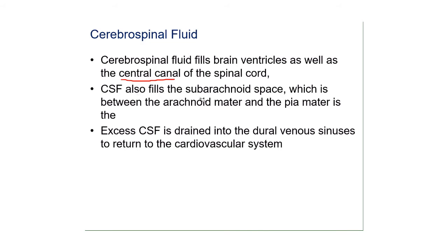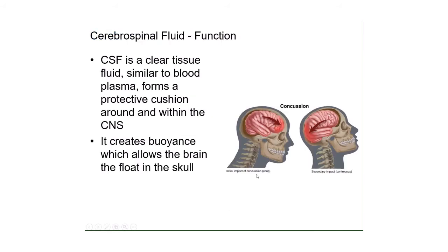Earlier, we talked about how CSF will fill up the subarachnoid space. That's basically the space in between the arachnoid mater and the pia mater. And also, excess CSF will be drained in the dural venous sinus, and it's just going to go back into your cardiovascular system afterwards. So to keep it simple, CSF is basically a clear tissue fluid, and it's derived from blood. So it's very similar in composition to the blood plasma. There is a bit of control as to what goes into the CSF and what doesn't. We're going to talk about that coming up, and it forms a protective cushion around and within the CNS.